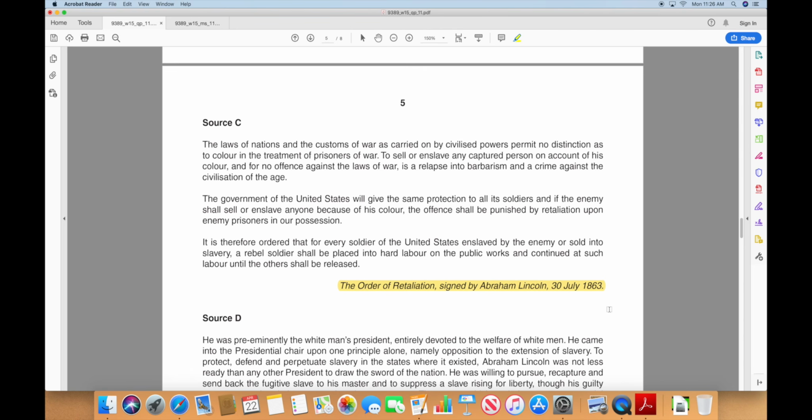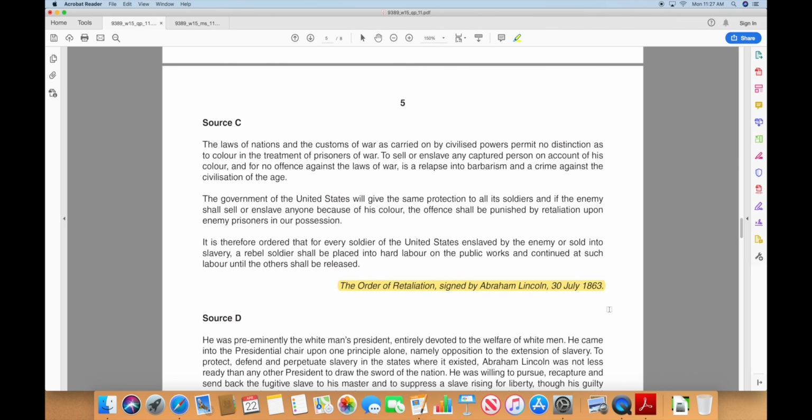The laws of nations and the customs of war as carried on by civilized powers permit no distinction as to color in the treatment of prisoners of war. To sell or enslave any captured person on account of his color and for no offense against the laws of war is a relapse into barbarism and a crime against the civilization of the age. The government of the United States will give the same protection to all its soldiers, and if the enemy shall sell or enslave anyone because of his color, the offense shall be punished by retaliation upon enemy prisoners in our possession.